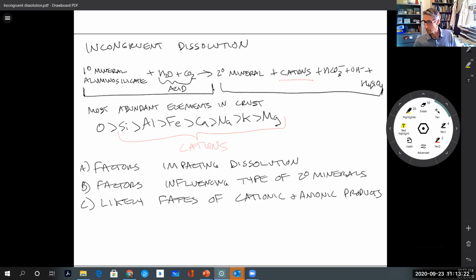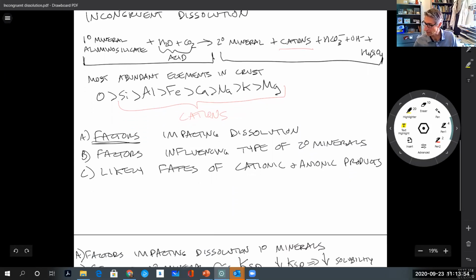Most of our primary minerals that are weathering are composed of some combination of those 7 cations that you see on the list. And so today, Monday, we talked about some factors that impact dissolution of those primary minerals. In just a minute, we're going to talk about some factors that influence the type of secondary minerals, and then we're going to talk about likely fates of cationic and anionic products.